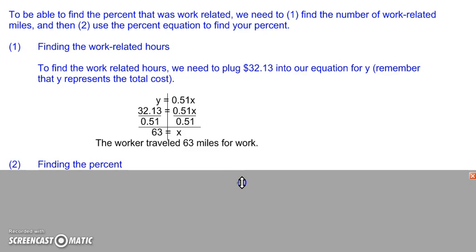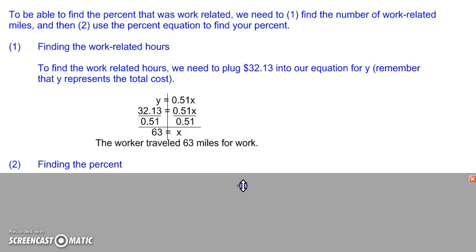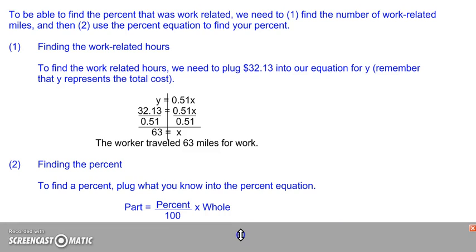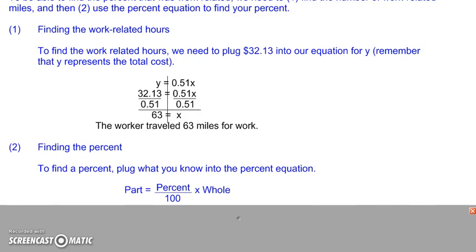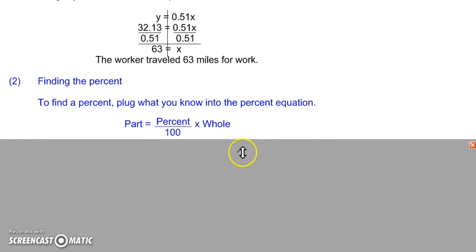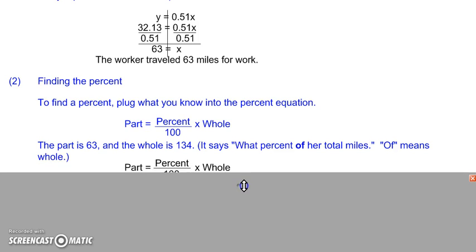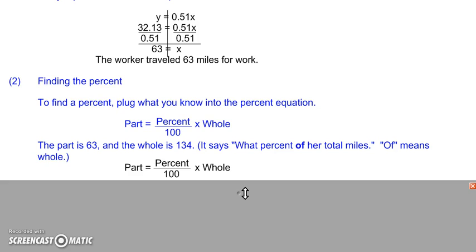So second, now that we have the amount of miles for work, we can find the percent. To find a percent, plug what you know into the percent equation. Remember that our percent equation is part equals percent over 100 times the whole. The part is 63 and the whole is 134. Remember above it says what percent of her total miles. Of means the whole, so her total miles would be the whole amount, and the part is 63. That's the part that she traveled for work.